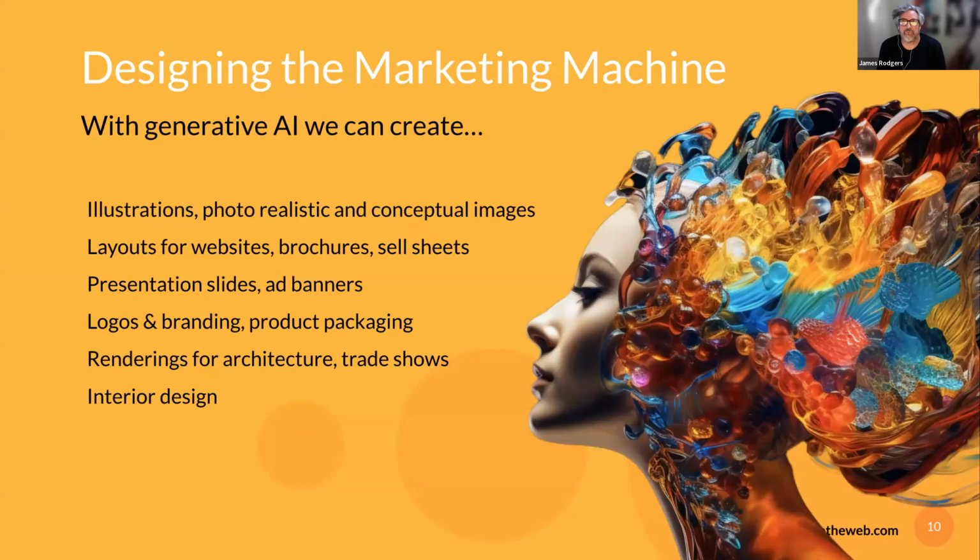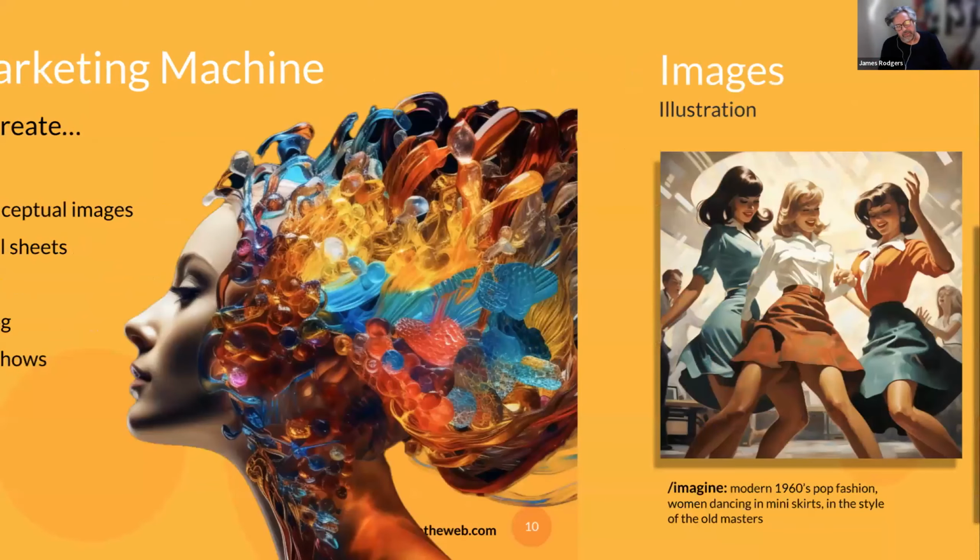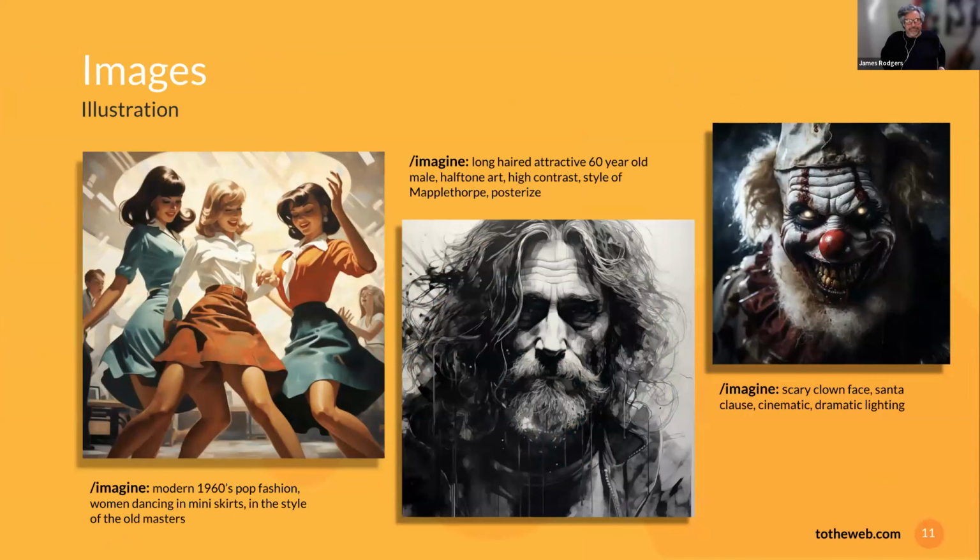So these are the kinds of things we've been working on: illustrations, photorealistic, and conceptual stuff, like this one you're seeing here would be considered conceptual. Layouts for websites, brochures, sell sheets, all the kinds of corporate assets that we use in marketing. Presentation slides, ad banners, logos and product packaging. And it's great for rendering different types of architecture, trade shows, and interior design. So these are the things we did, and we're going to show you that. So now the fun stuff begins.